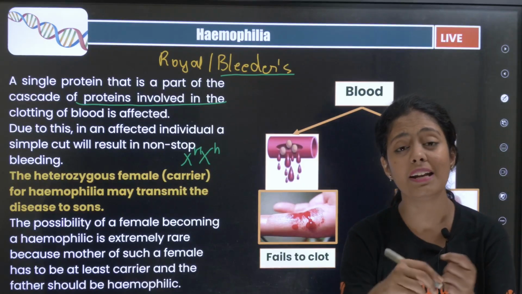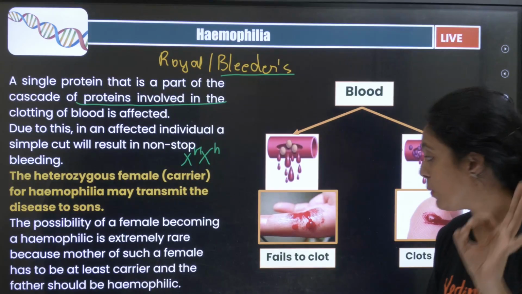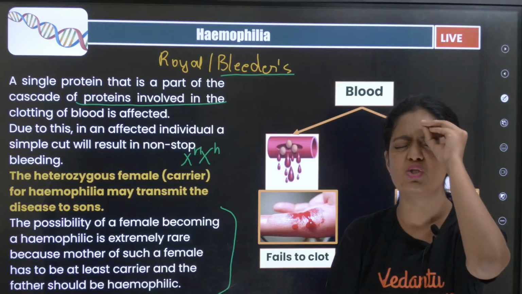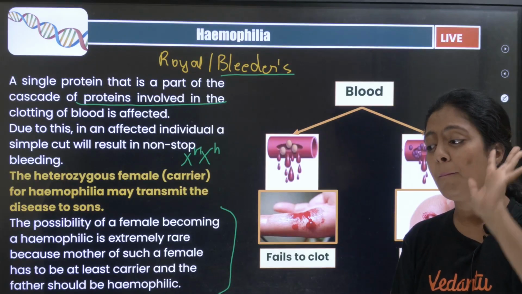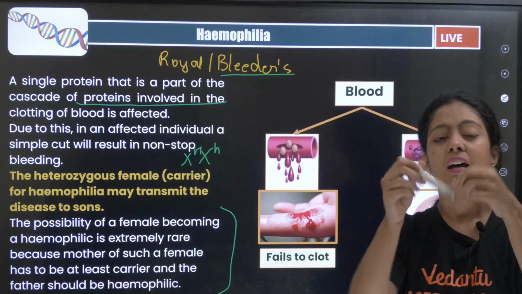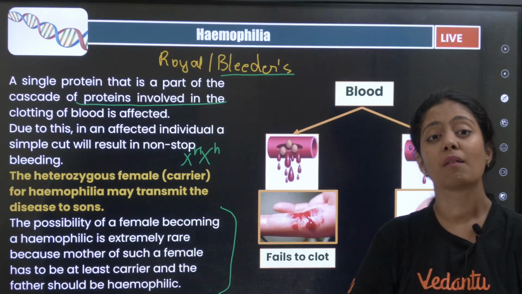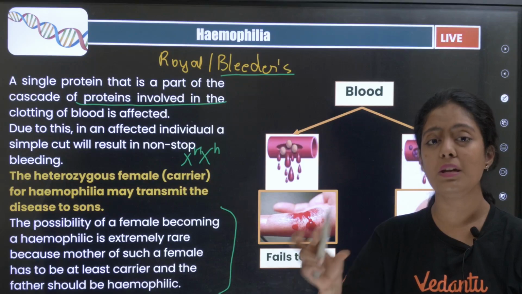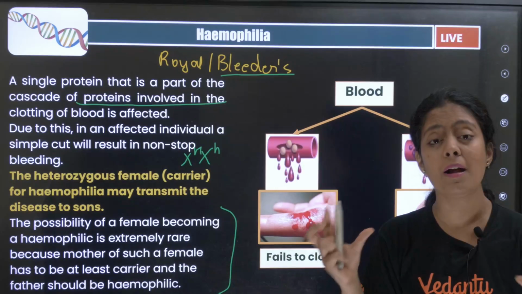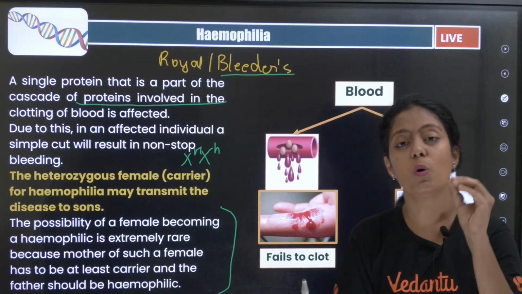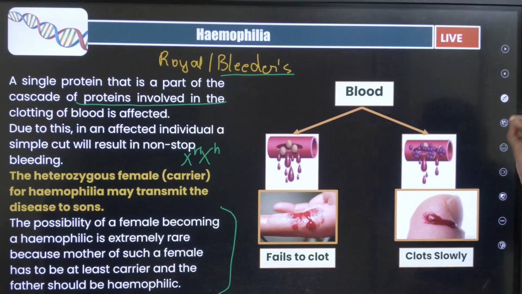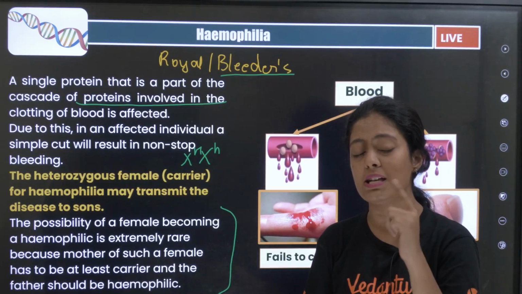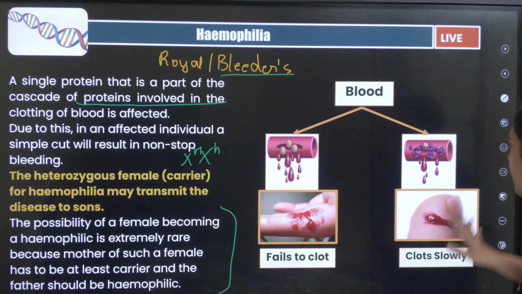The carrier female for hemophilia may transmit the disease to her son. See, this is very important. The possibility of a female becoming hemophilic is extremely rare because the mother of such a female has to be affected. A girl child will be affected only when both the mother and the father are affected, or either the mother is a carrier and the father is affected. Only then will the females be affected. So when I talk about sex-linked disease, there is very little chance that females are affected. So this could be a potent application-based question in your exam. Okay, so this is hemophilia, kids, very simple.